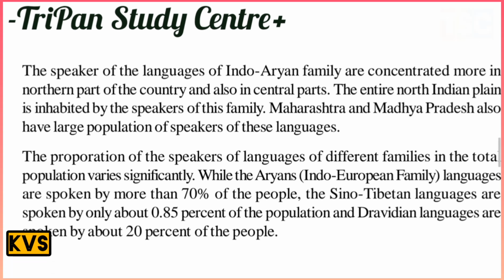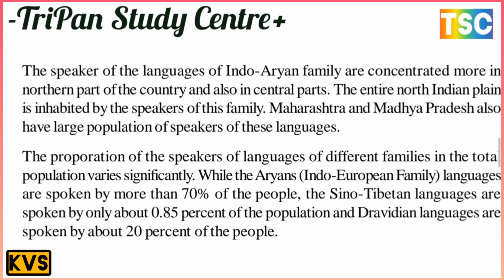The proportion of speakers of different language families in the total population differs very significantly. The Indo-European family languages are spoken by more than 70% of the people. The Sino-Tibetan languages are spoken by only about 0.85% of the population, and Dravidian languages are spoken by about 20% of people. This is most important: Sino-Tibetan is 0.85%, but the Dravidian is 20% of people speaking this language.